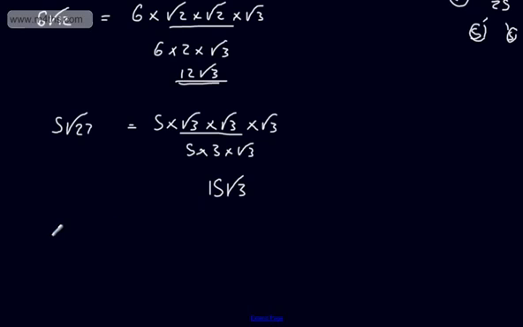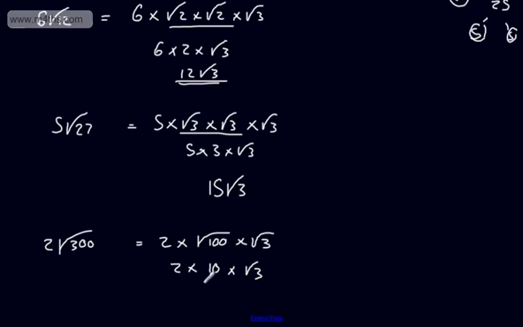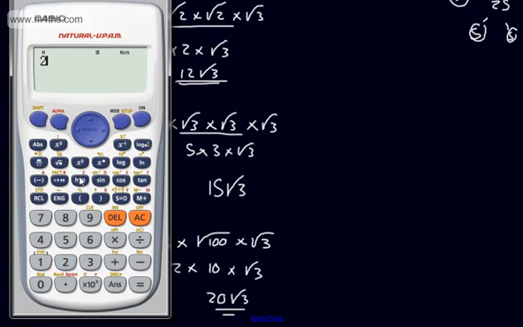Now let's go for 2 lots of the root of 300. What I'm going to do is write this as 2 times the root of 100 times the root of 3. Again, I've spotted that I can split that up without doing anything crazy. So 2 times 10 times the root of 3, so we end up with 20 root 3. So that's our answer. And again, if you wanted to put that through a calculator, 2 lots of the root of 300, we should get 20 root 3.